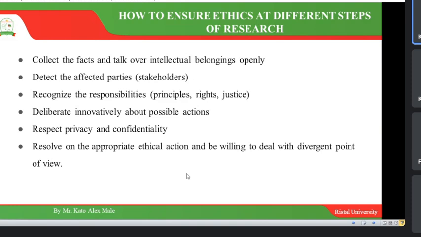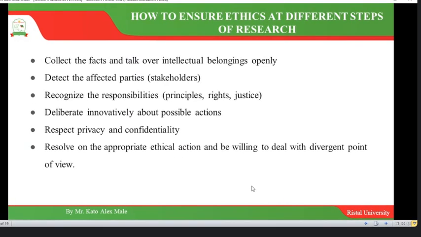Still about respect of privacy and confidentiality, try to lock your work. If the work is in soft copy, on a flash drive, try to lock it with a password such that it's only you and other authorized people that can access this work. Or even if it is hard copy work you collected by pen, try to keep it somewhere safe where only you and other authorized people can access it. And then another strategy is to resolve on the appropriate ethical action and deal with divergent points of view. In case anything comes up, be ready to deal with it, and you shall have ensured research ethics at all the steps of this research.